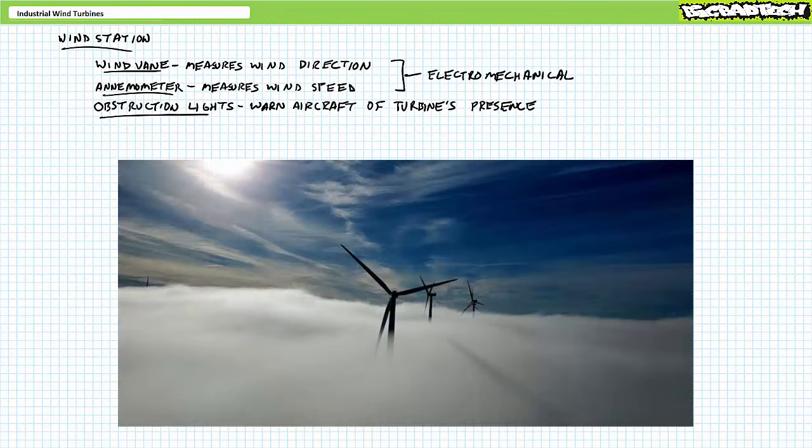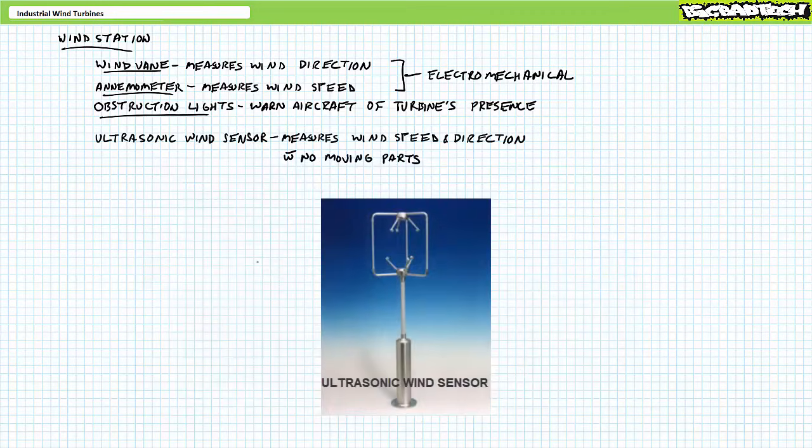Given wind turbines are exposed to inclement weather, which might include icy conditions, note these electromechanical style wind vanes and anemometers can sometimes freeze or break, which essentially blinds a wind turbine to wind conditions. For this reason, some wind turbine manufacturers have experimented with ultrasonic wind sensors, which combine the function of both wind vane and anemometer in a single housing to simultaneously measure wind speed and direction with no moving parts, thus increasing reliability in hazardous weather conditions.